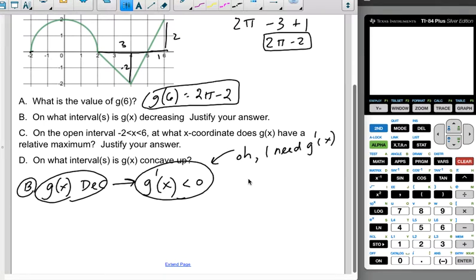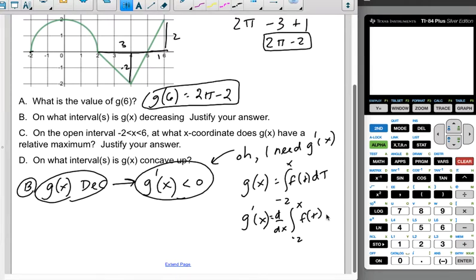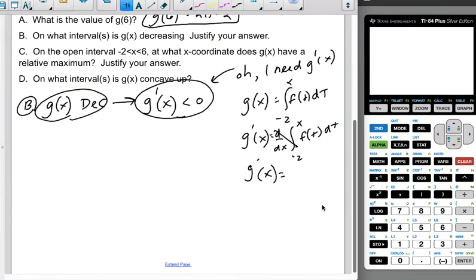All right, so let's go ahead and look at what g of x is. g of x is the integral from -2 to x of f of t dt. So g prime of x is going to be the derivative with respect to x of this thing. Well, we've seen from the second fundamental theorem of calculus that those cancel, and my g prime of x is going to be f of x times the derivative of x, which is just a 1, minus a bunch of 0 because of the derivative of -2. So it turns out that g prime is just f of x.